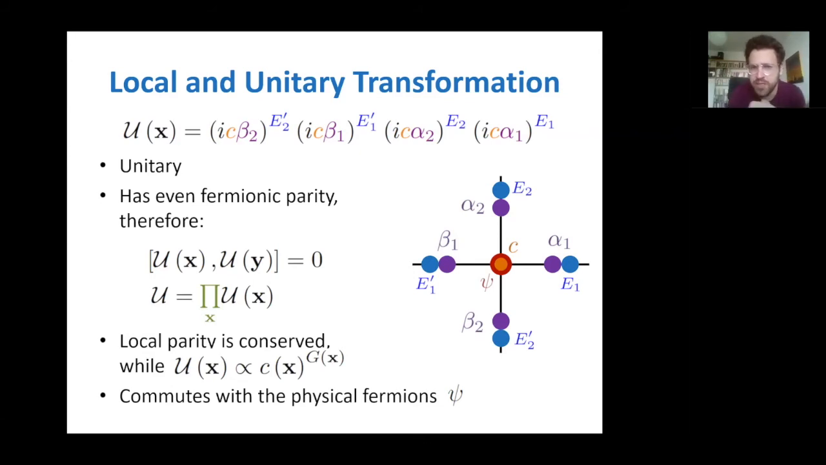Different U's on different vertices commute. My U on each vertex has even fermionic parity, and it includes only fermionic modes that are associated with that vertex. The U's of different vertices contain different fermionic modes. They are even operators, so they commute. Therefore, I can write my global transformation as a product of all the local transformations without specifying the order, because they all conserve the parity locally. On the other hand, these local U's are still proportional to C to the power of G, which is what we wanted. Another nice feature of this transformation is that it commutes with the physical fermions psi. These are just some other fermions, and U is even, so they commute.